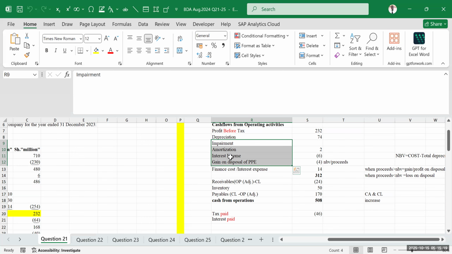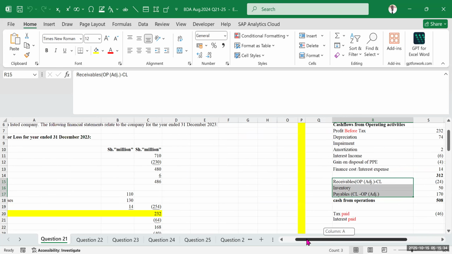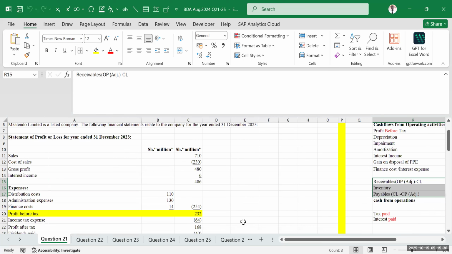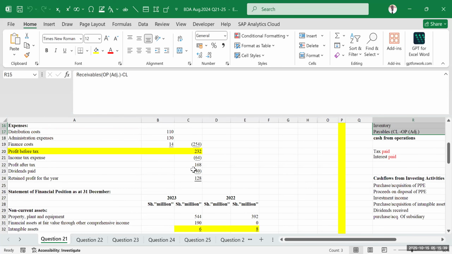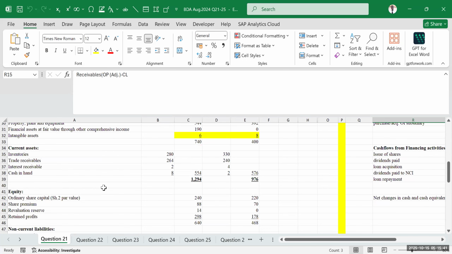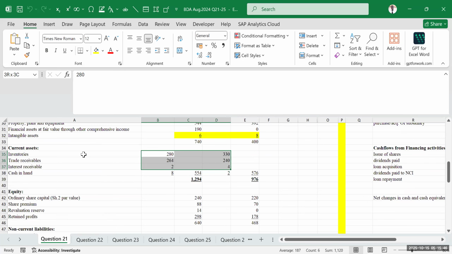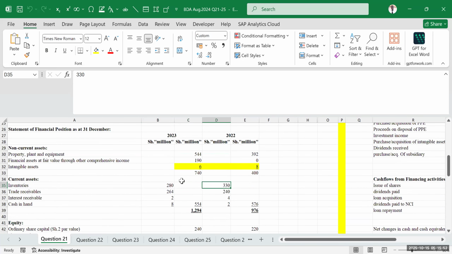Once you have that, you also remember the simple approach I gave on the adjustments for working capital elements. Members, I believe you still remember that. I told you it will be very good for you if you know the reasoning behind the movement in the current assets and current liabilities. Those are the working capital elements. It will be very good if you know the reasoning behind why inventories are moving from 330 in 2022 to 280 in 2023.